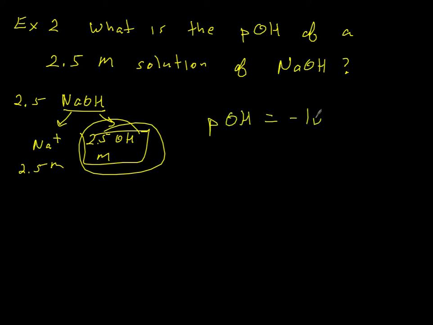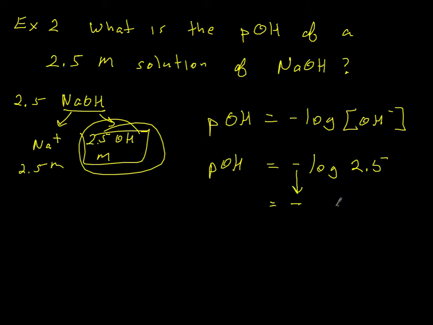So pOH equals negative log of the OH concentration, which is 2.5 molar. Remember, molar is concentration, so 2.5 goes there. The negative just comes down. The log of 2.5 is 0.398.